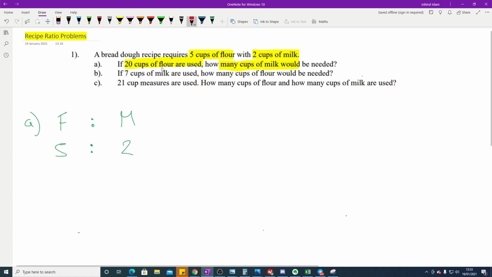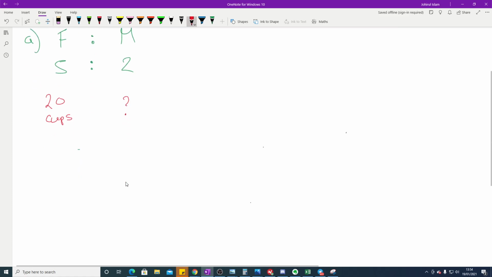So let's extract the information from the question. So this ratio 5 represents 20 cups. So let's just write down 20 cups underneath flour. Okay, so that ratio of 5 represents 20 cups. Now we don't know how many cups of milk we're going to need, so that's something that we're going to need to work out. So how do we do this? Well, if 5 cups represents 20 cups, we can work out what the ratio of 1 will equal. So we know that the ratio of 5 equals 20 cups.